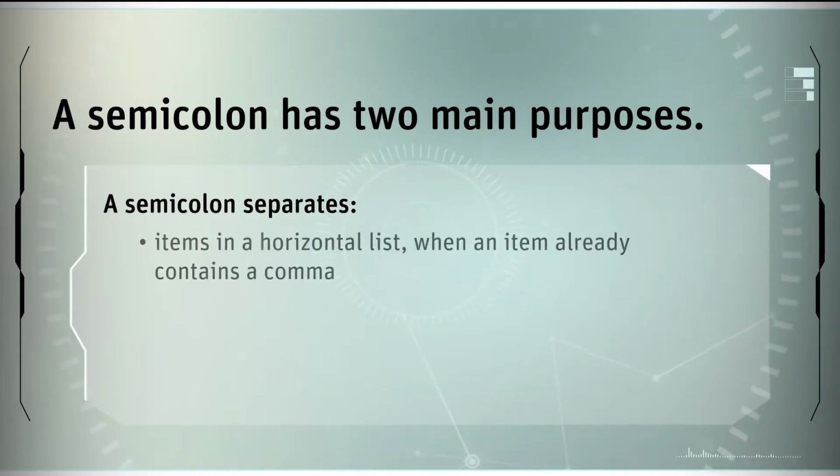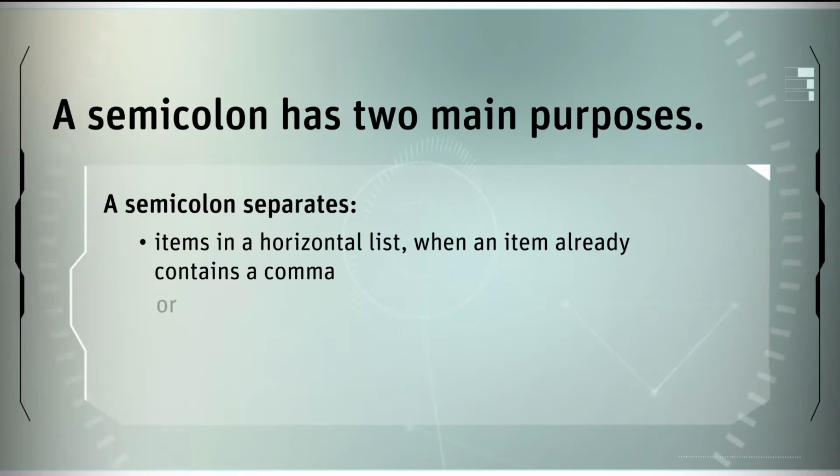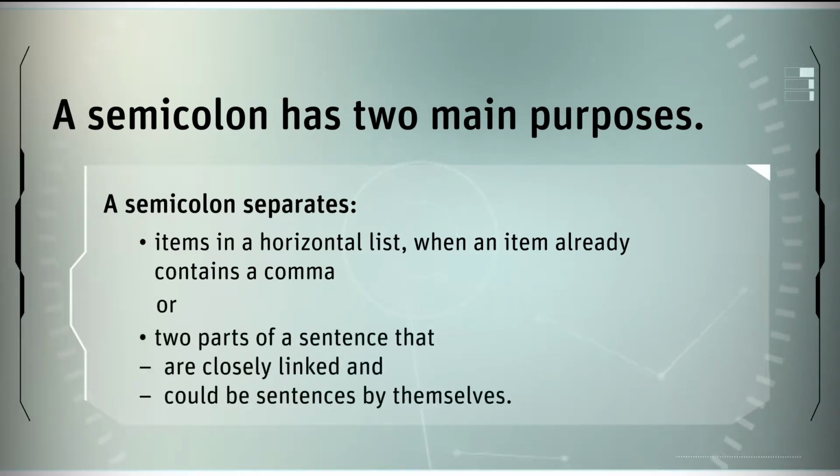The first is to separate items in a list, where an item already contains a comma. The second is to separate two parts of a sentence that are closely linked and could be sentences themselves.